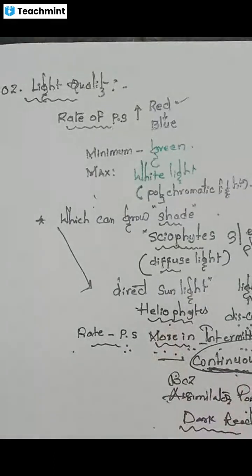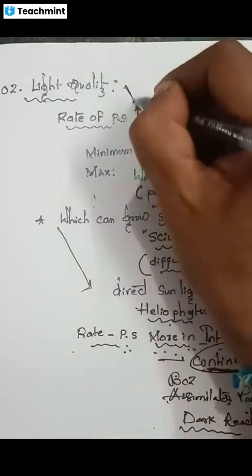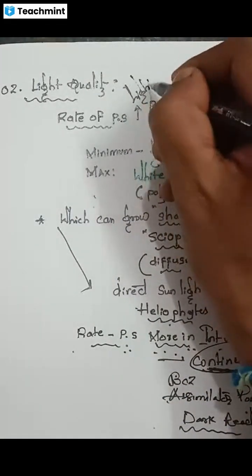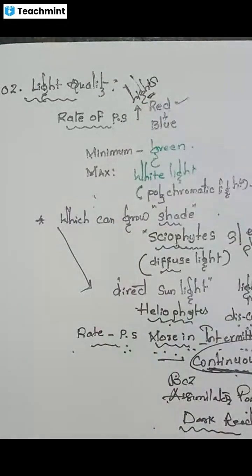This is the second one. The second one is light quality. The rate of photosynthesis is higher in red light than in blue light. It is maximum in green light and minimum in white light.